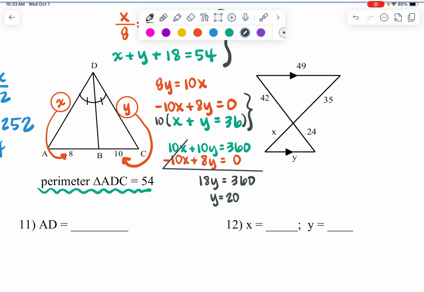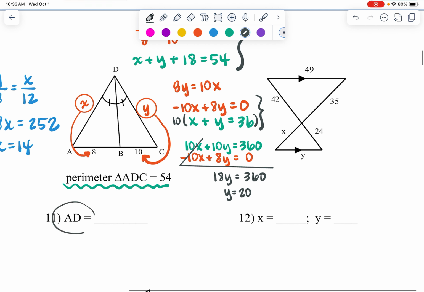Oh, I didn't even notice. Sorry, guys. I didn't even notice that it would ask for AD. And this is why you should look ahead to see what the problem's asking for, right? So it does want AD, which I have labeled X. So I should have canceled out the Y's and solved for X, but that's okay. So now that Y is 20, I'm just going to plug it in anywhere. You could literally plug it into the perimeter formula, and I'll just do that. So if the perimeter is 54, I'm going to subtract the 18, and then subtract the 20 that we just got. And that leaves us with x equals 16. So just plug your 20 back in. I could have made that a little easier on myself had I read ahead there.